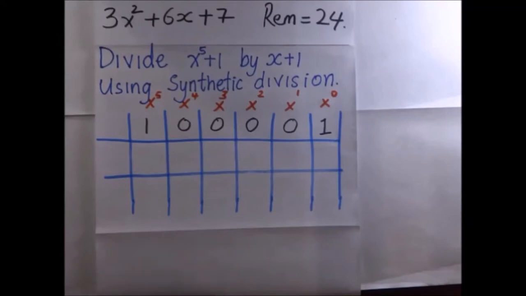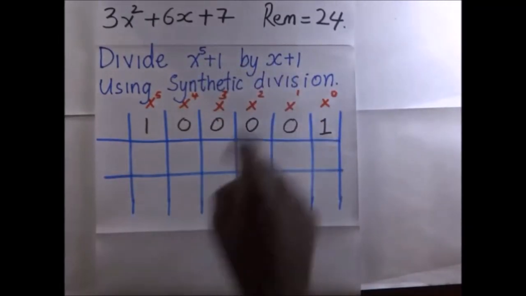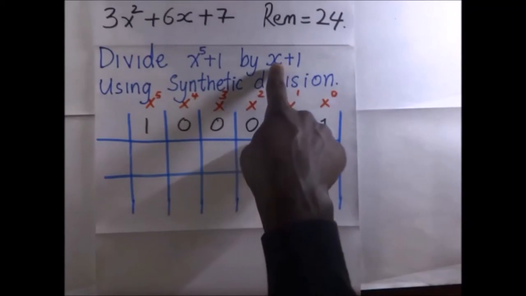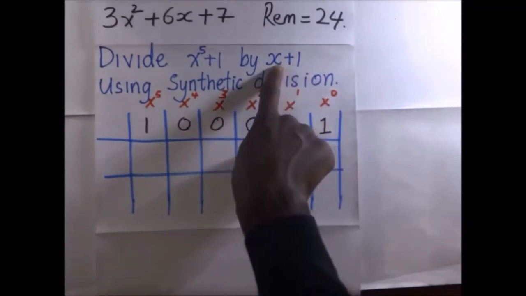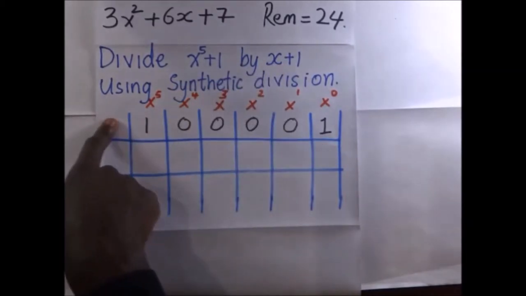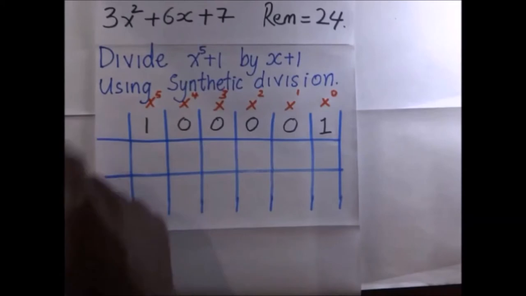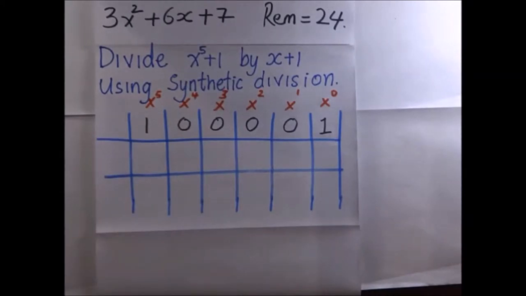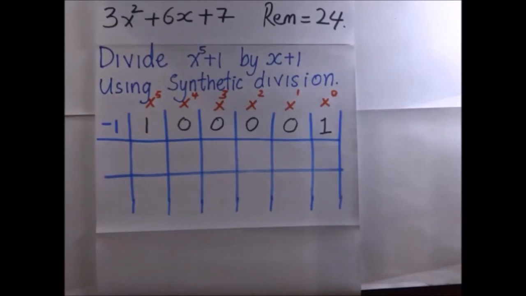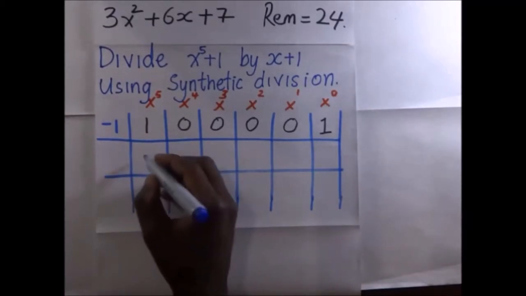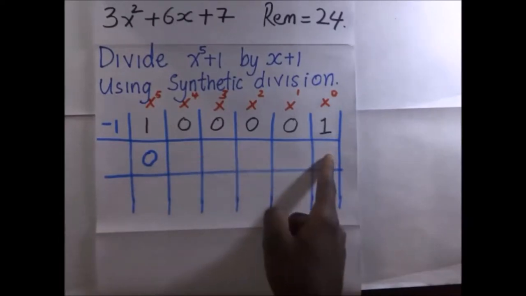And now, this is divided by x plus 1. So when x plus 1 is equal to 0, making x the subject of the formula, our value of x is supposed to be negative 1. So we put a negative 1 there. When we put our negative 1 there, the first place here we put is 0. So now we get these remaining figures.